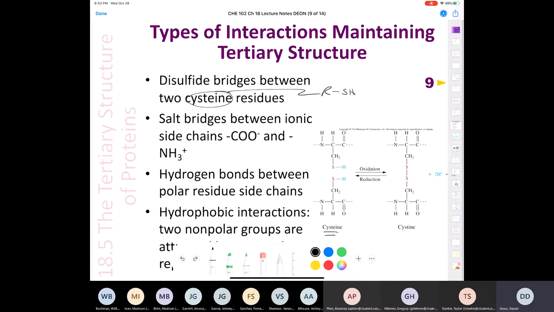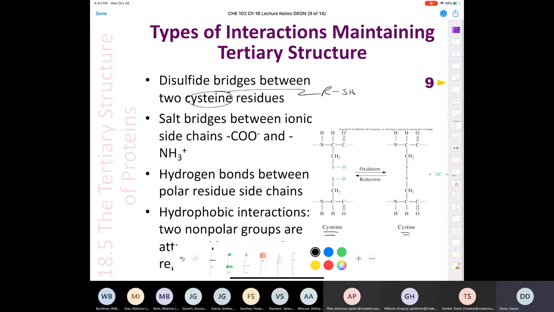And what you need to know is that when you go from cysteine to cysteine, so this is cysteine here, that it's an oxidation reaction, and that the cysteine that's formed has a disulfide bond. Okay, those are the things that you need to know. Now that's the first type of interactions that produce tertiary structure.